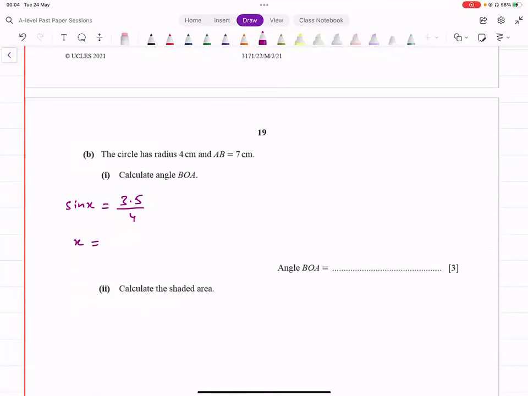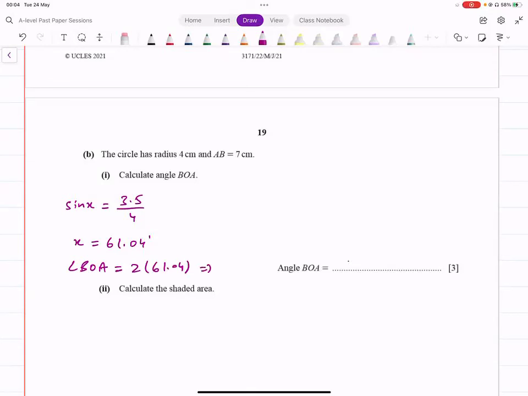Sine inverse of 3.5 over 4. Let's figure that out and see what that gives us. This is 61.04 degrees. तो पूरा angle क्या हो गया फिर? इसको 2 से multiply कर दें. Angle BOA, that's going to be 2 into 61.04, and that's going to give the final result.